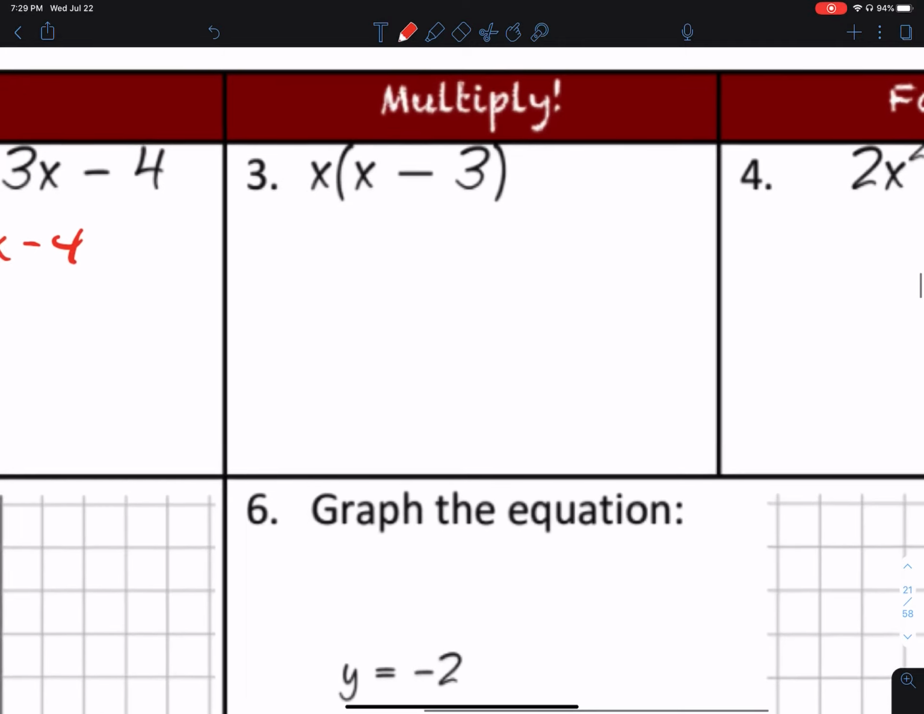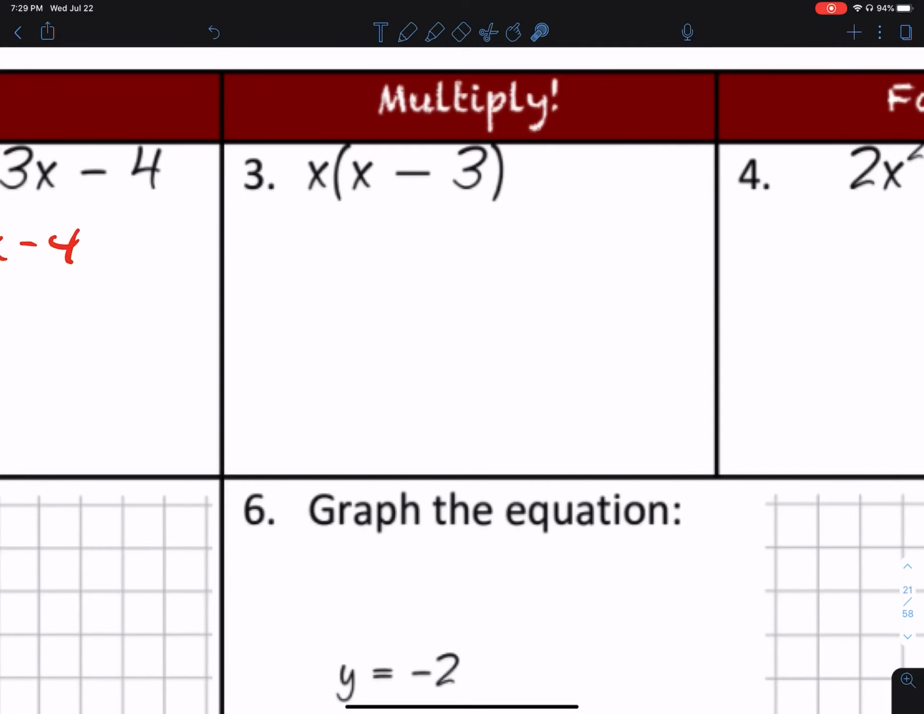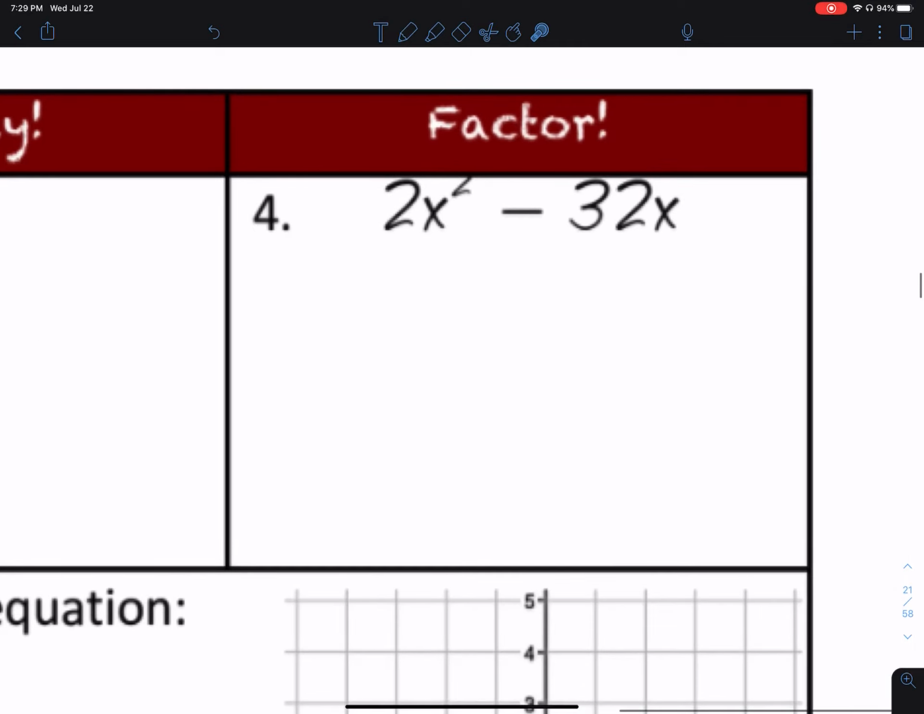Number 3, you're supposed to multiply this out. So distributive property. X times x is x squared, x times 3 is 3x, and we were subtracting. Number 4, you're supposed to factor this, which is also the distributive property. It's just in reverse of how you normally think that it is.